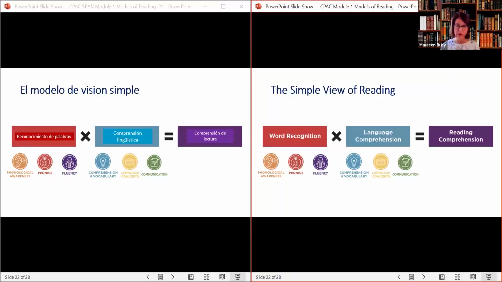We have phonological awareness, phonics, or alphabetic fluency, alphabetic principle, and fluency. And subsumed under language comprehension, we have understanding what's being spoken to us: vocabulary, language concepts, the syntax, the semantics we talked about, and then communication skills. And if we have that, and we're taught that, and we put it together, and we become fluent, we'll get to reading comprehension. You can go to the next slide.